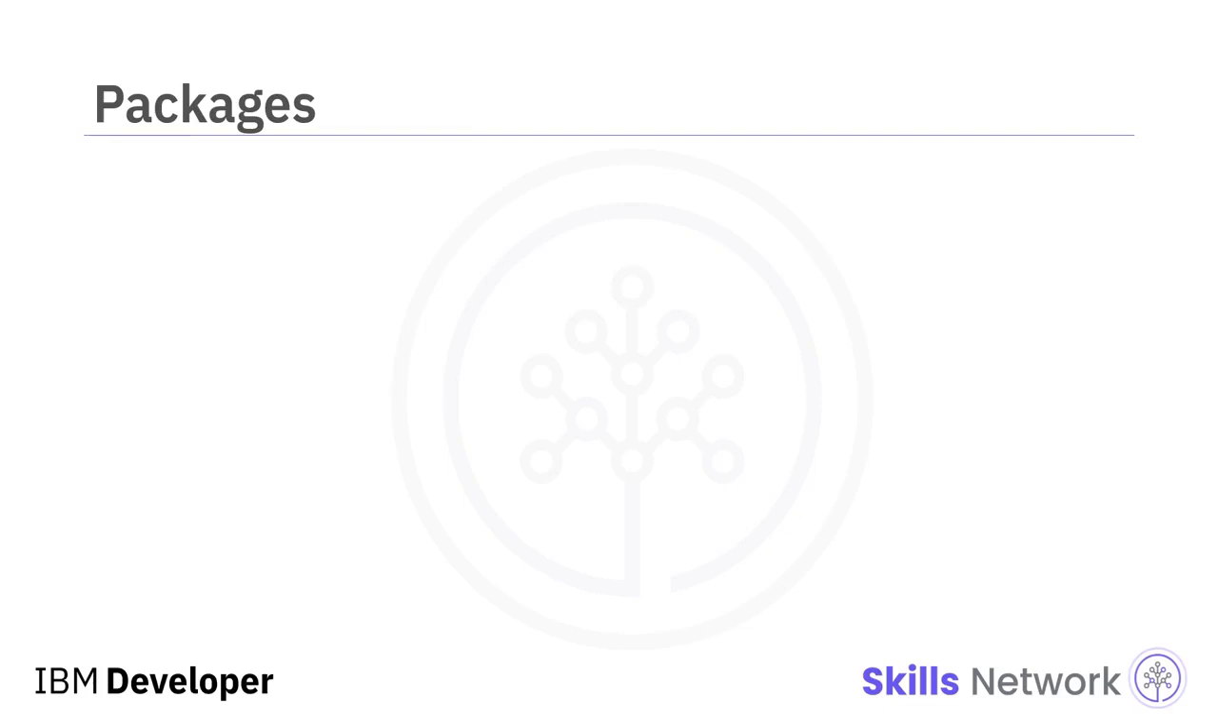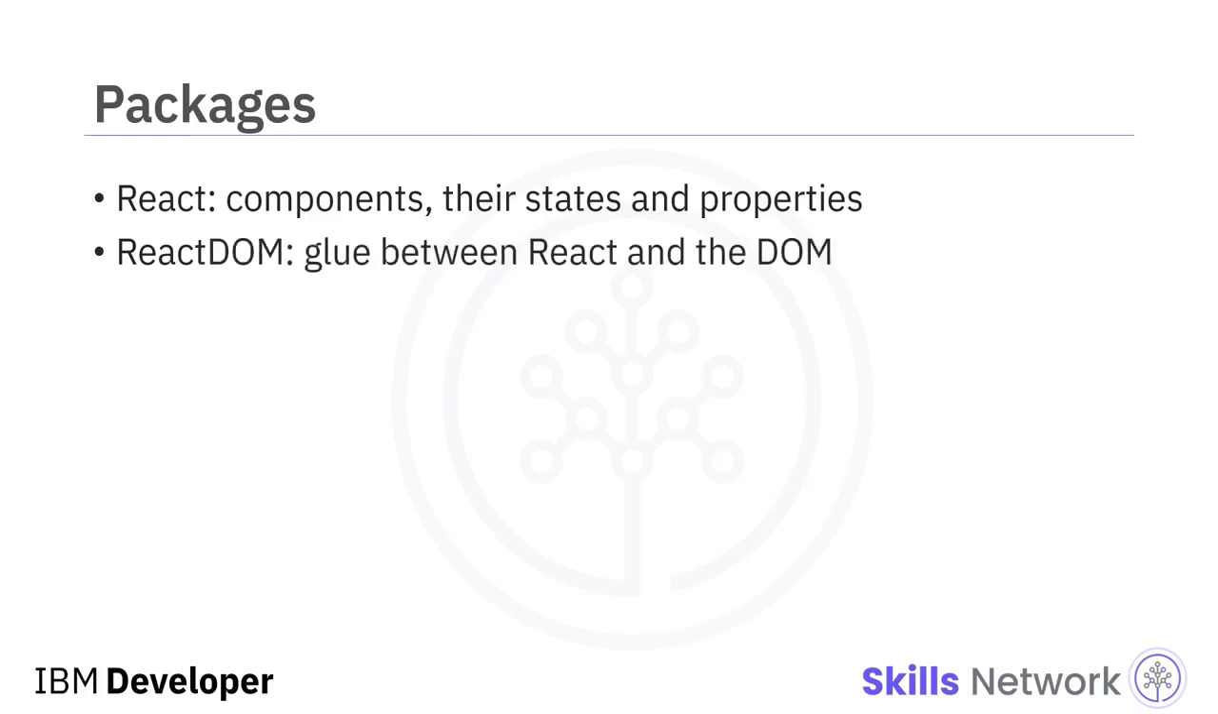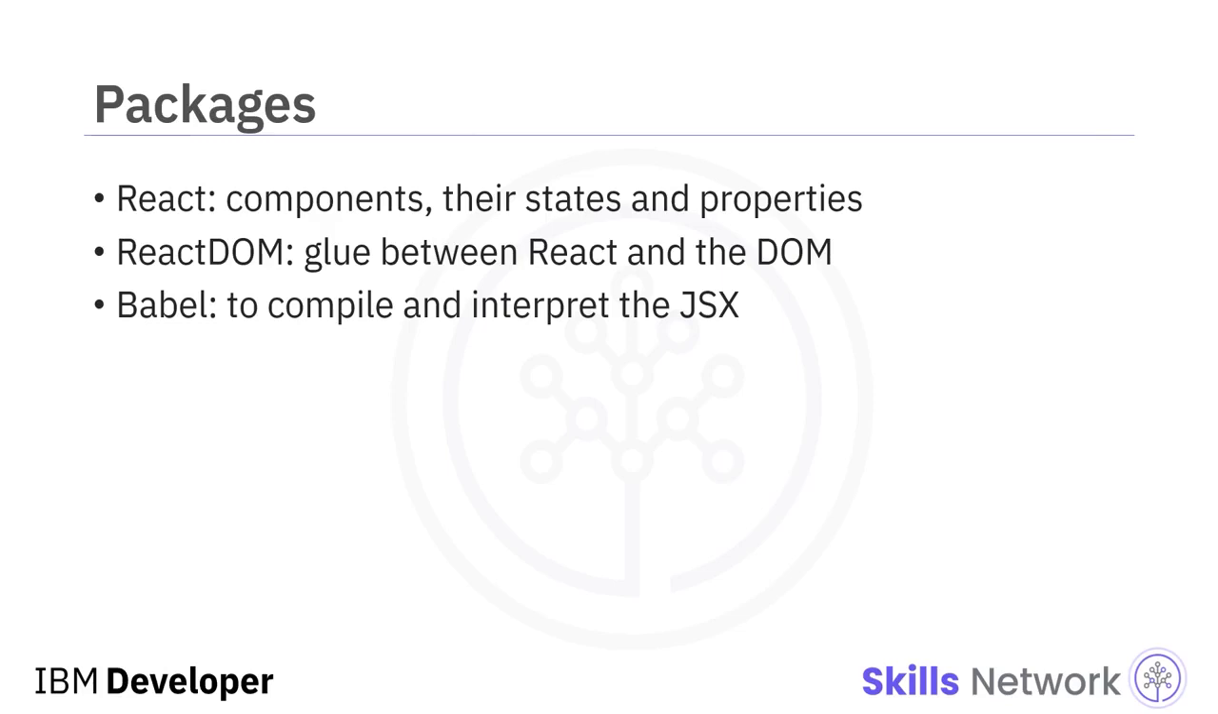Three important packages that you use to build React applications are React Package, React DOM Package, and Babel Package. The React Package holds the React source for components and their states and properties. The React DOM package is the glue between React and the DOM. And Babel is the module which is available in most modern browsers. It is used to compile and interpret the JSX.